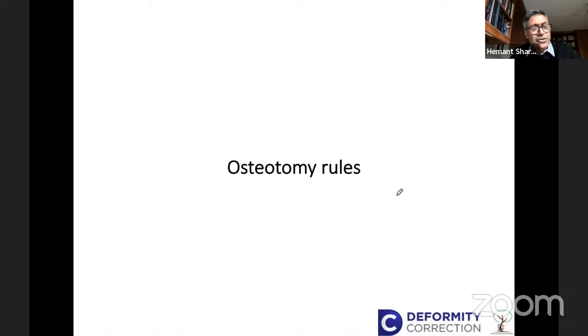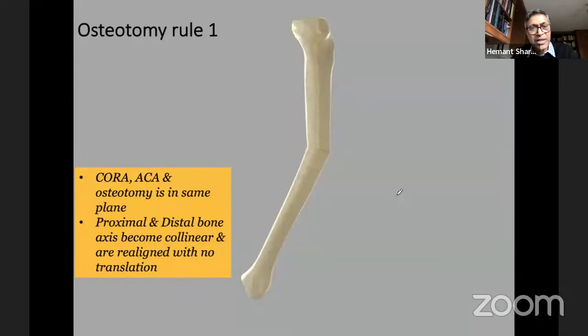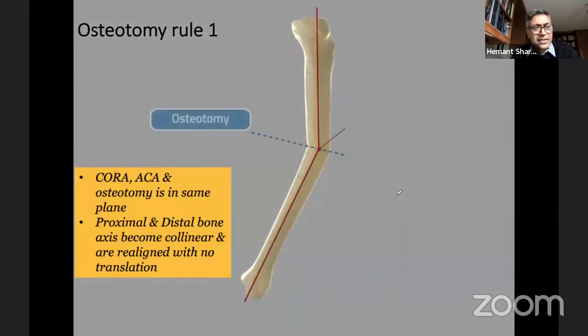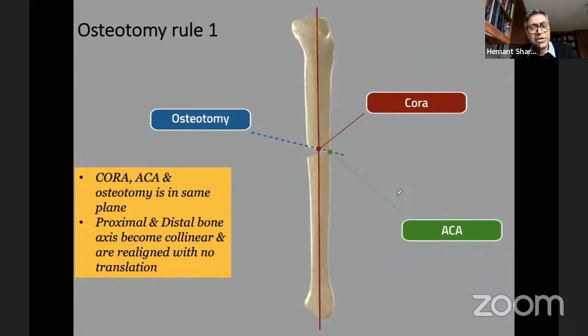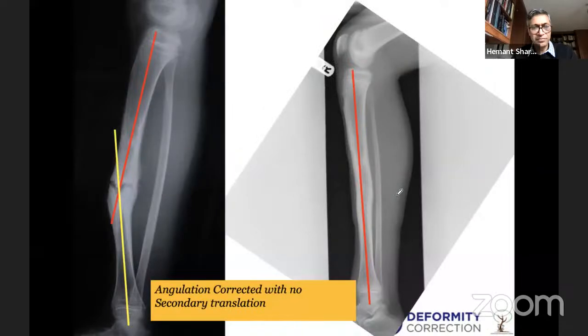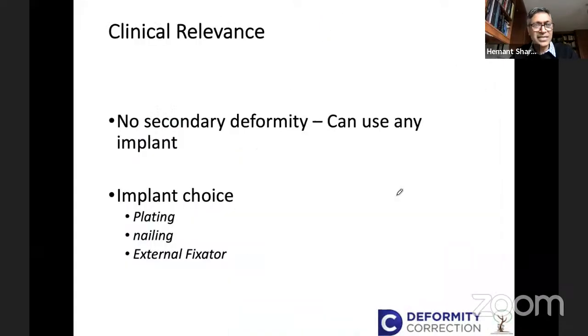And I'll try to emphasize this through these osteotomy rules, which will help to clarify things further. So if you see rule one, in rule one, your CORA, your ECA, and your osteotomy are at the same point. And therefore, both the proximal and distal axis of the bone become collinear, and there is no translation. This is an example of that. And the advantage is, since there's no secondary deformity, you can use any implant to correct the deformity and stabilize the bone after correcting the deformity. And it's quite suitable for nailing, if that is what you want to do. You can use rule one for that.